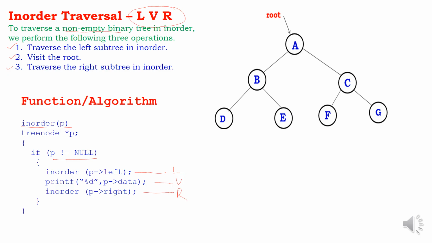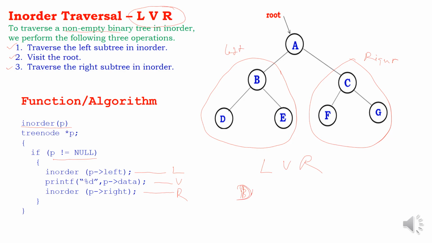A is root node, A is P, this is left subtree, and this is right subtree. We wanted to perform LVR, LVR, everywhere LVR. So left subtree in order, visit root node, right subtree in order. So first left subtree in order. What is left subtree in order? Left, visit, right. DBE, then root node A, then right subtree in order.